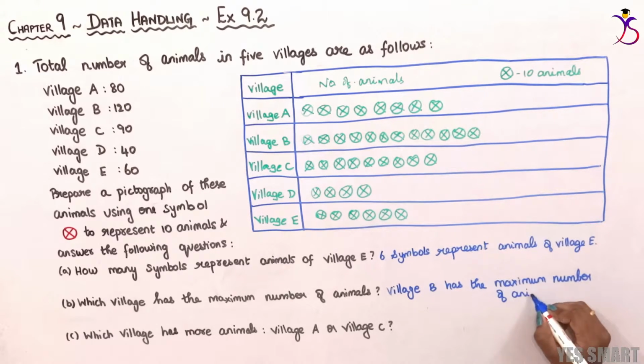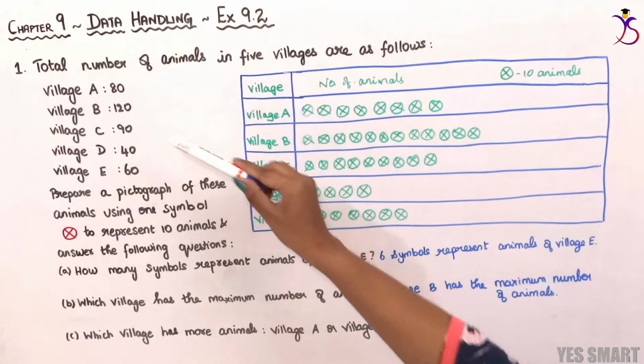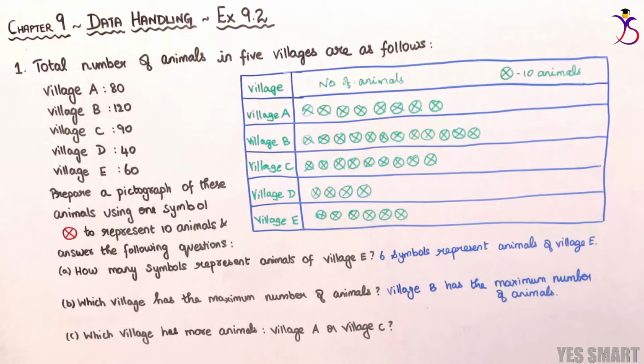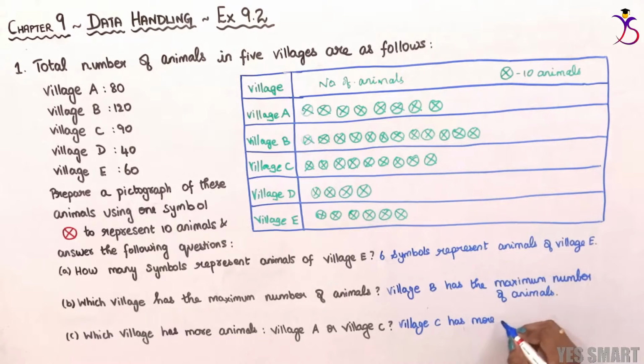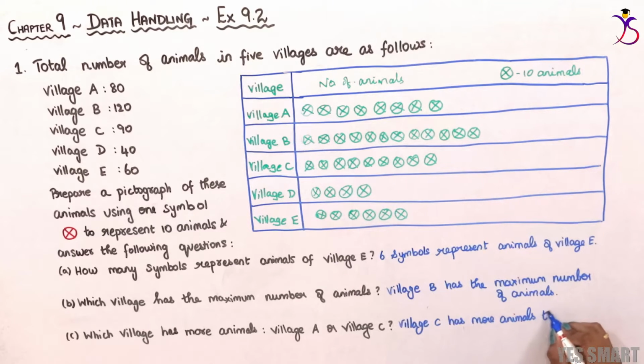Subdivision C. Which village has more animals, village A or village C? On observing the question, village A has 80, village C has 90. Obviously, 90 is greater than 80. Similarly, on observing the pictograph, village A has 8 symbols, village C has 9 symbols. Therefore, 9 symbols is greater than 8 symbols. Hence, village C has more animals than village A.